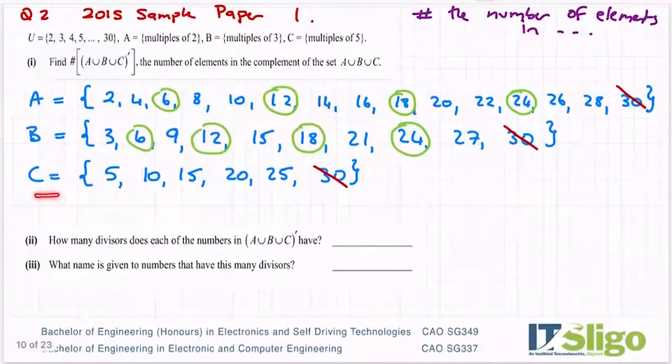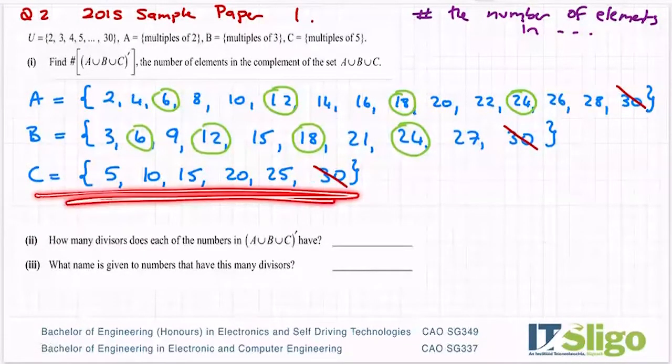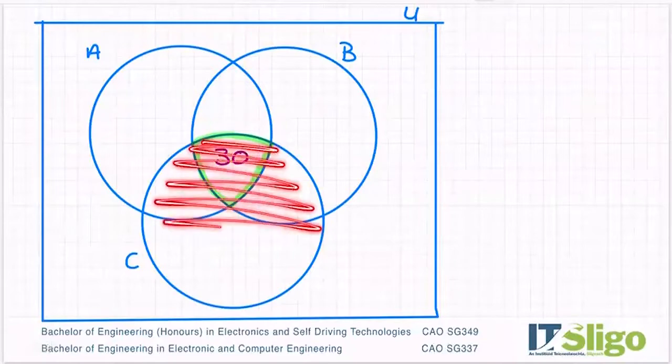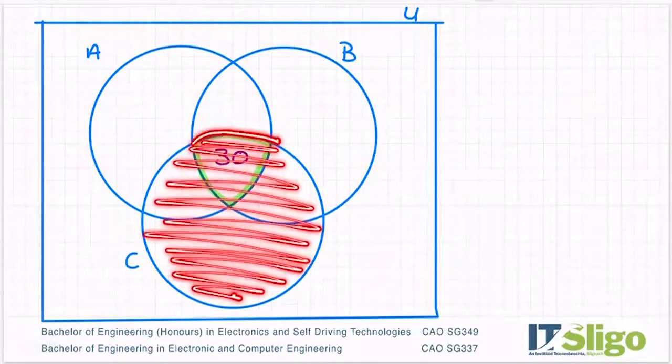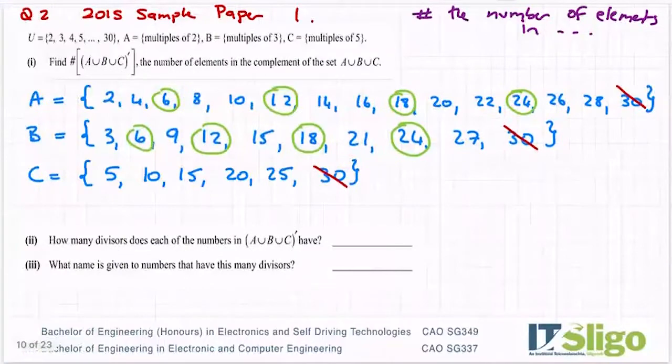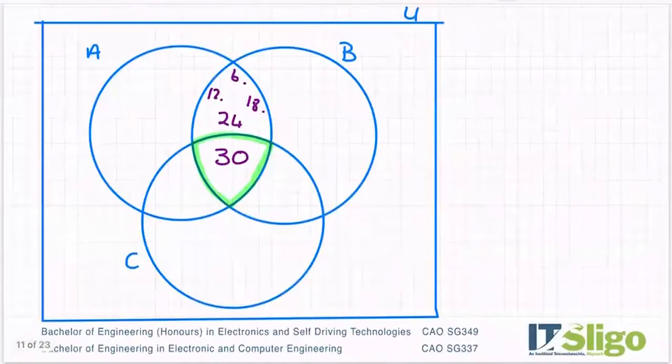Okay, but they're not in C. So none of these, 6, 12, 18, or 24, appear in C. Okay, so that's why they don't go anywhere in C. They instead go in this area up here. Okay, so they were 6, 12, 18, 24. Okay, so let's get our red pen and let's cross them off now because they are all now in our Venn diagram. Okay, so what will we do next? Will we do A and C?